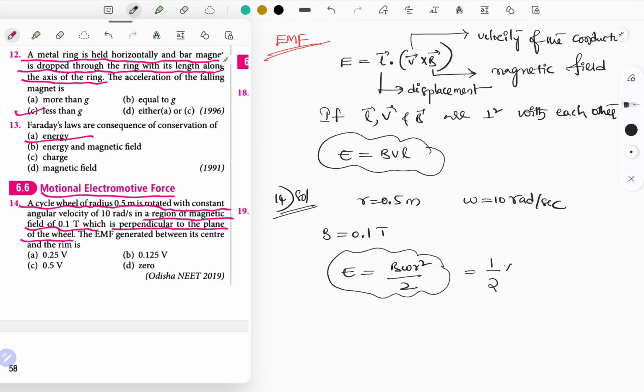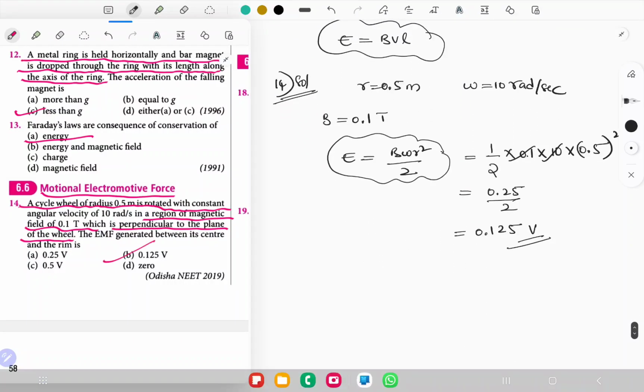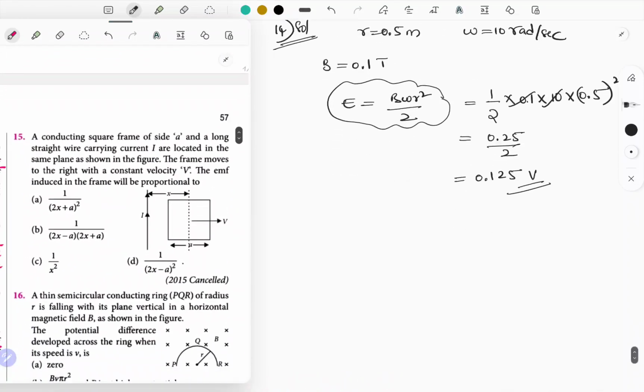So the formula: 1 by 2 into magnetic field 0.1 into omega value 10 into radius 0.5. So 10 and 0.1 will get cancelled. Answer is going to be 0.125. No, it is not. It's 0.5 square, right? Radius square. 0.5 square is 0.25 divided by 2, which is equal to 0.125. This is the induced EMF, 0.125 volt. Which option matches? Option B is the correct answer. Okay, so let's move on to the next question.